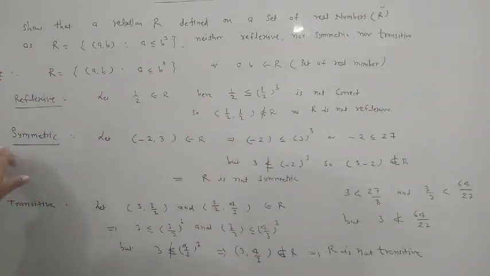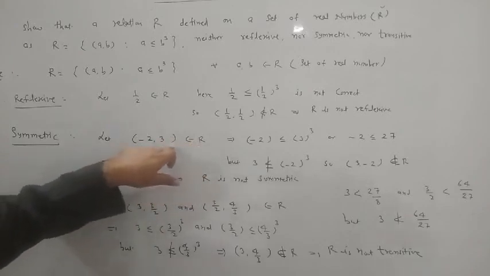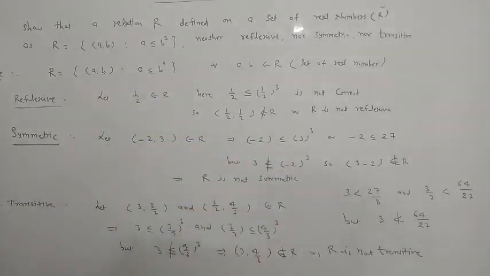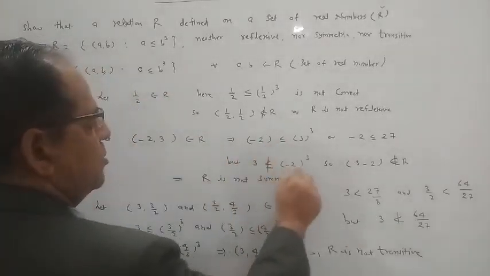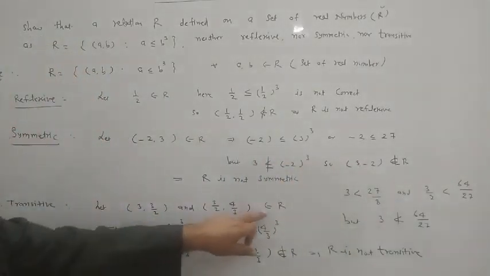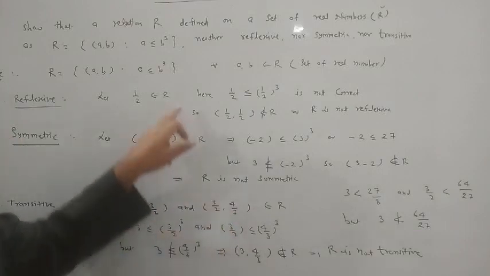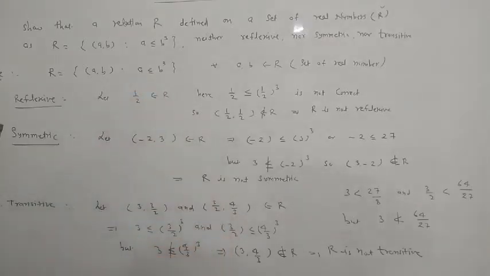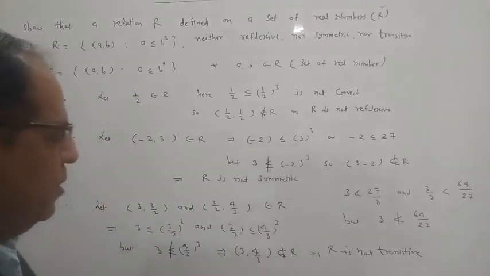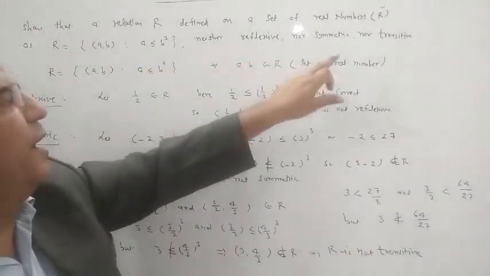Now to prove whether the relation is symmetric or not, we take one pair (-2, 3) belonging to R. This pair clearly satisfies the condition, but the opposite pair (3, -2) does not satisfy the condition, so R is not symmetric. Similarly, we take two consecutive pairs from R, (3, 3/2) and (3/2, 4/3). Both pairs satisfy the defined relation, but the transitive pair (3, 4/3) does not satisfy the condition, so R is not transitive. So this relation is neither reflexive nor symmetric nor transitive.